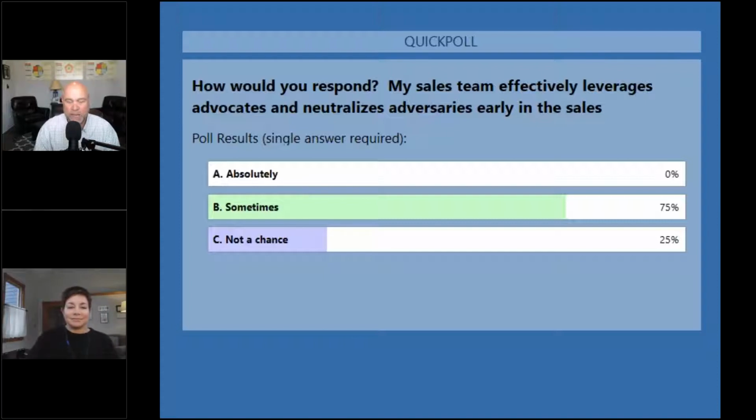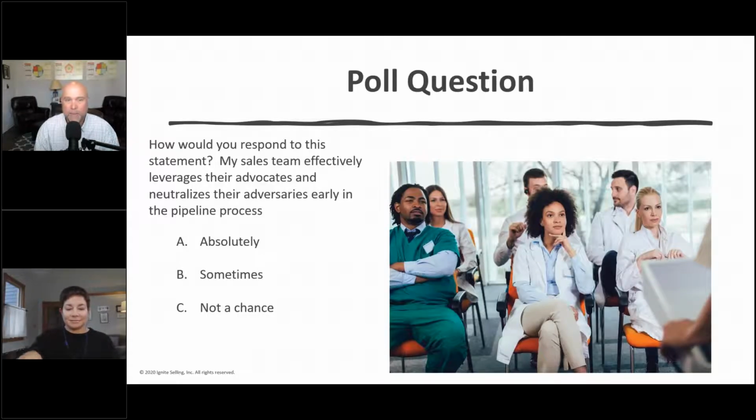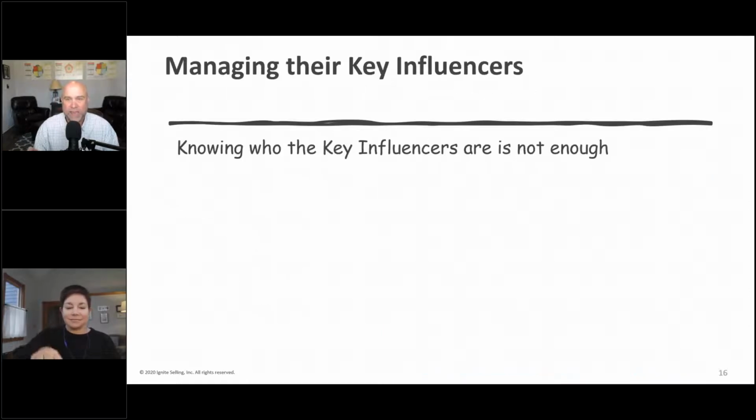And Tim, if we can go back to the slide deck. But Meredith, why do you think that there isn't more consistency? 75% of the people said maybe. In other words, they do this maybe sometimes. What is it? Why do you think that might be true? Why don't we do it all the time?